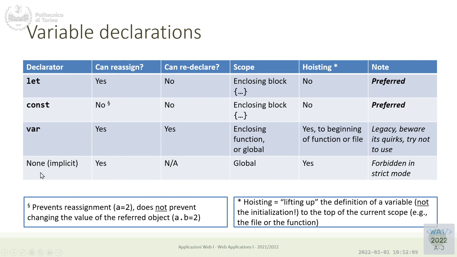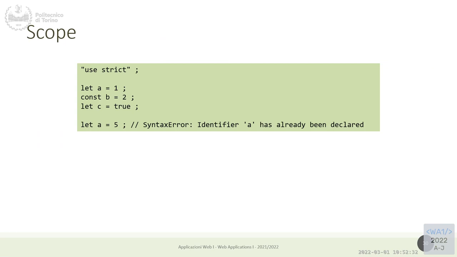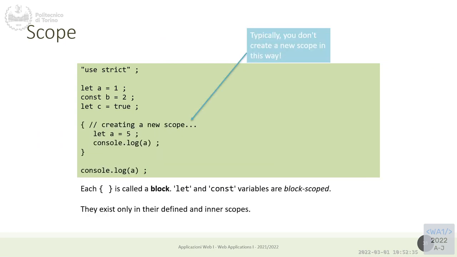There was also an implicit definition, so just assigning a variable without declaring it, which is now forbidden in strict mode. So basically, this line, we will never see it. It was even more dangerous, because defining a variable without a declaration automatically defined it at the global level, not just at the function level. So you can imagine these were the initial problems of the language that was implemented in 10 days.